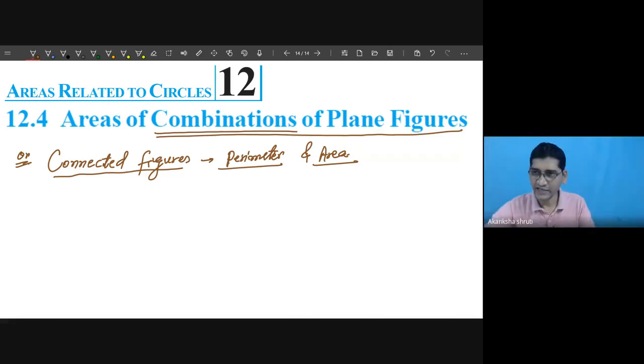Good evening, students. Today we are going to learn about the last concept of this chapter: how to find the area and boundary length of any connected figure or combination of planar figures. A student, in this case, you have to calculate the area of a certain figure or one part of that figure.